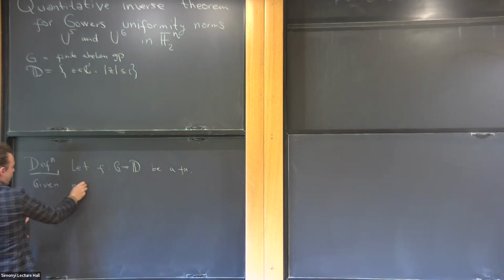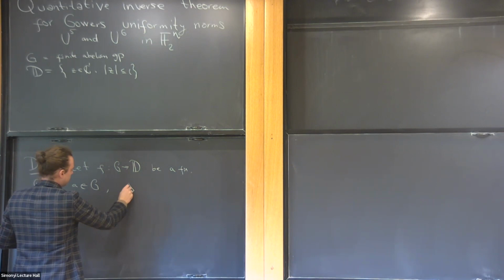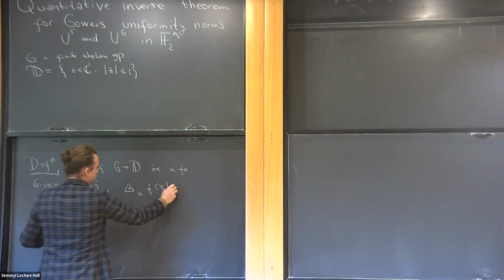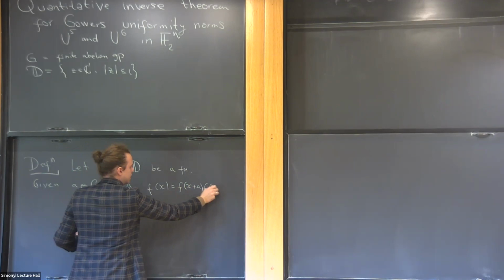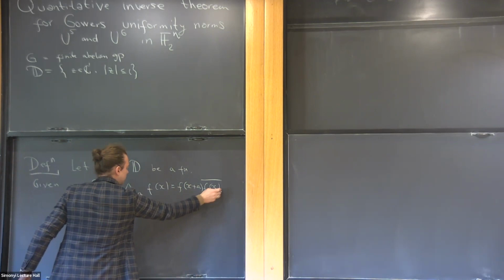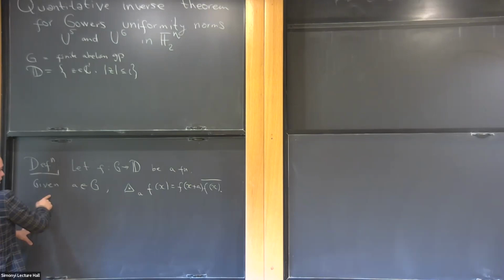we define something called the discrete multiplicative derivative of f, which is denoted like this, and it basically shifts f by a and then multiplies it by f itself, everything evaluated at x, and you conjugate the second part. This is just a multiplicative version of the usual derivative, essentially. So, with this useful notation, we can now define the Gowers uniformity norms.